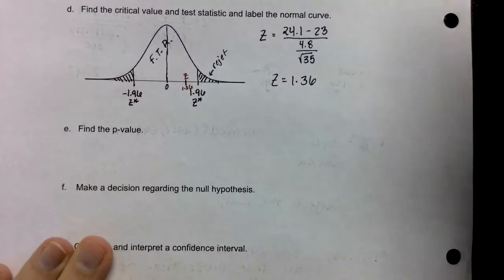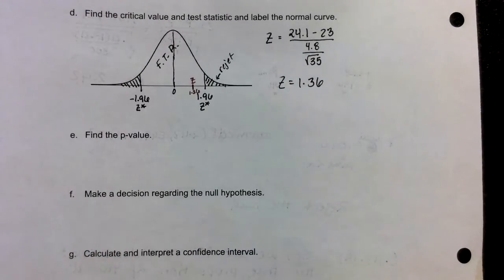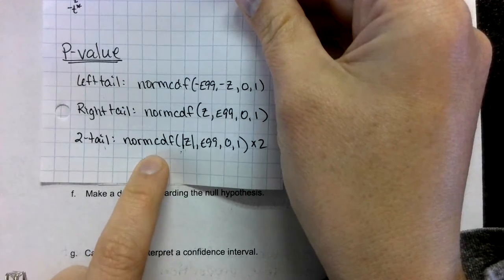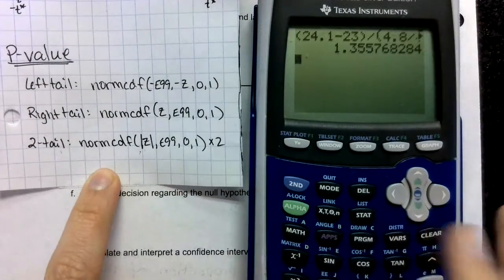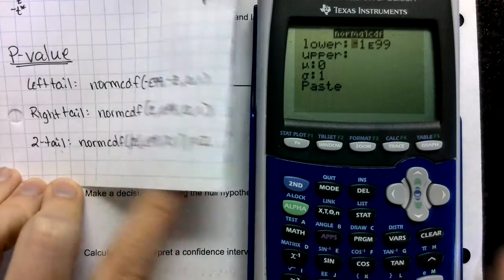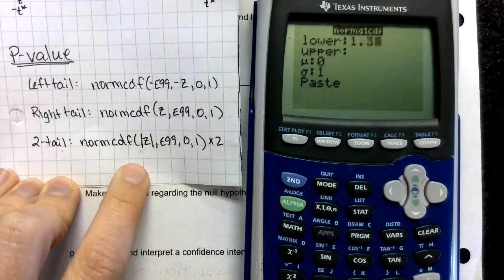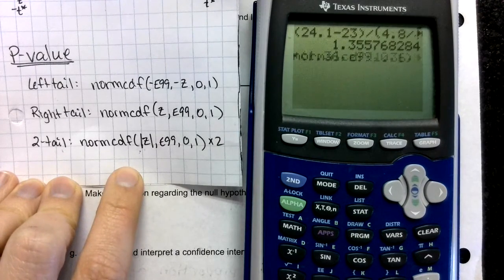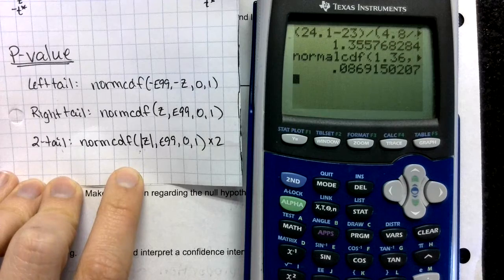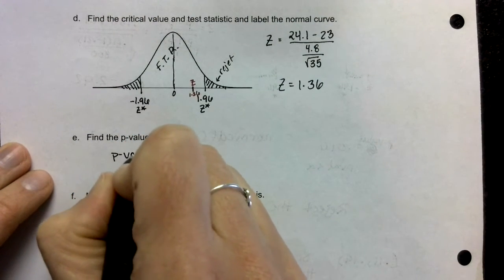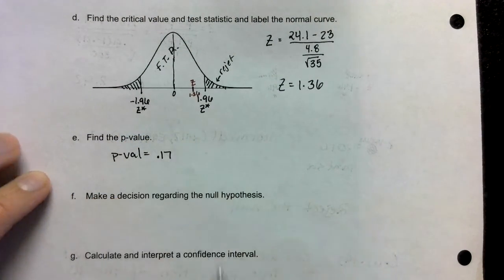So now we want to find a p-value and see if that supports the same decision. So going back to our formula sheet, I'm going to go to normal CDF. I'm going to use the absolute value of my test statistic to infinity. And I have to multiply it by 2 because it's a two-tailed test. So I get a p-value of 0.17.